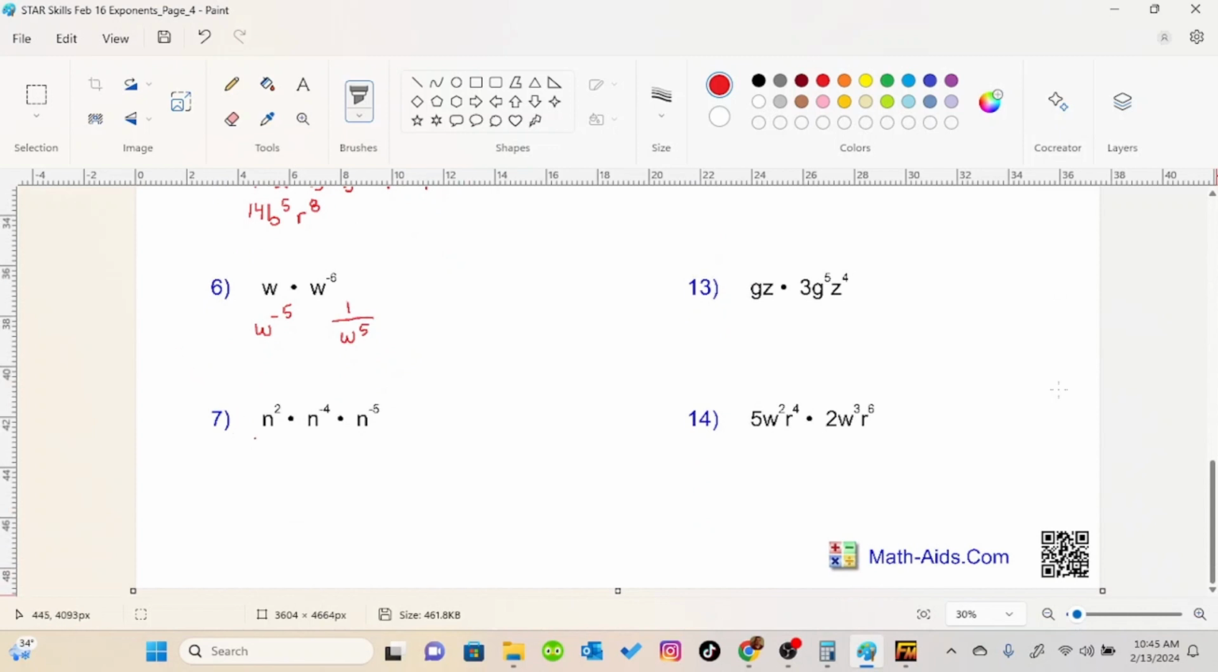Number 7. N squared times n to the negative 4th times n to the negative 5th. 2 minus 4 is negative 2. Negative 2 minus 5 is negative 7. And the negative represents 1 over n to the 7th.